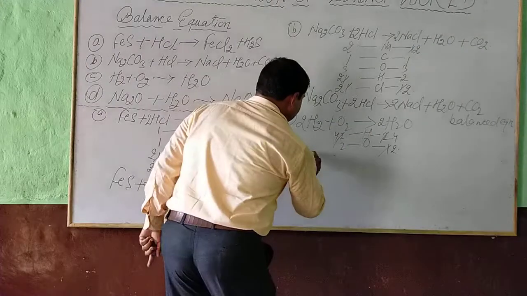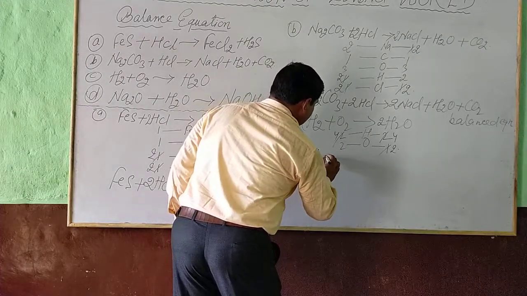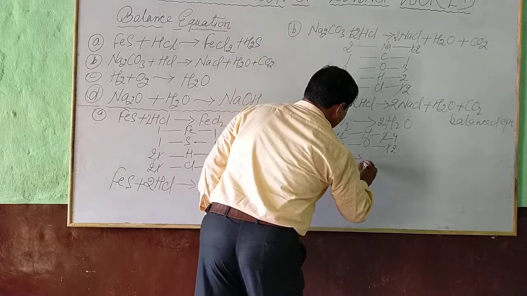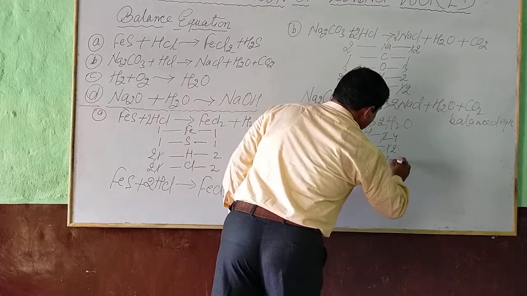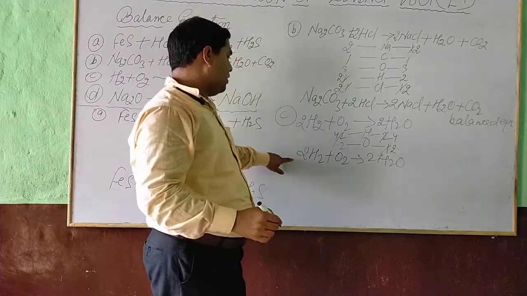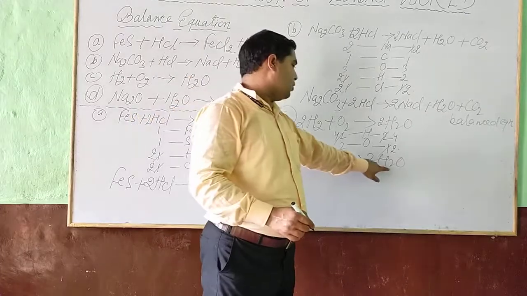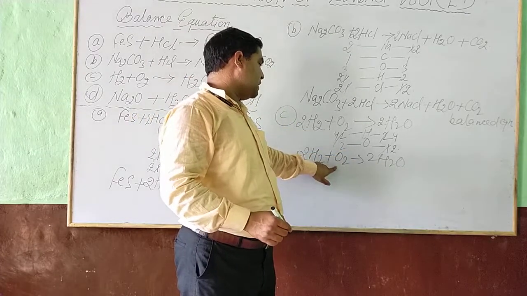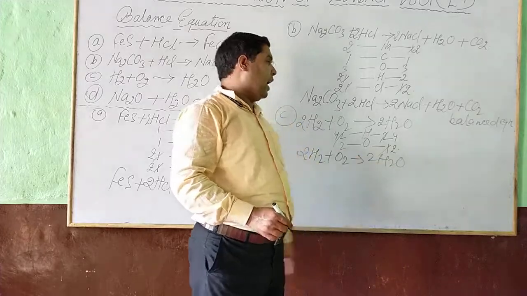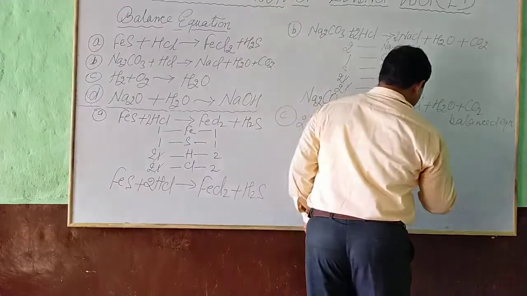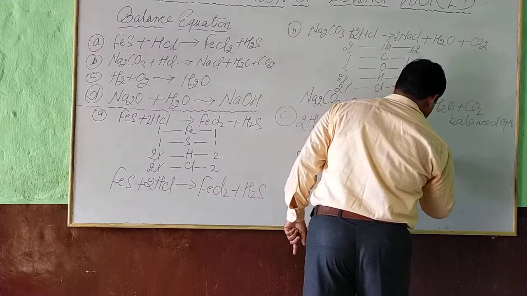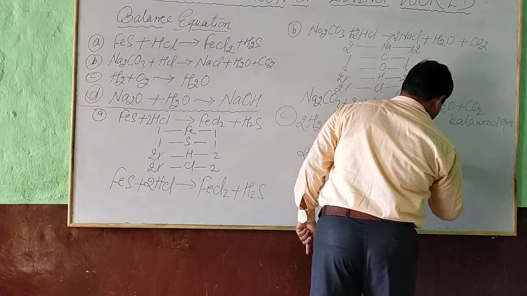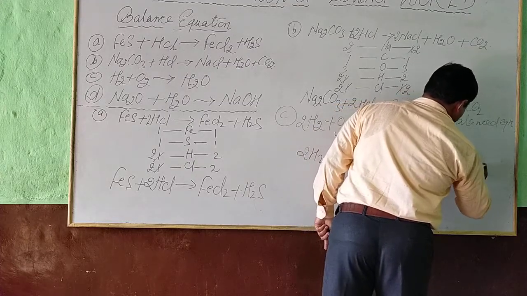We write here 2H2 plus O2 is equal to 2H2O. So you see here 4 hydrogen is here, 2 oxygen here, 2 oxygen here, and this equation is balanced.